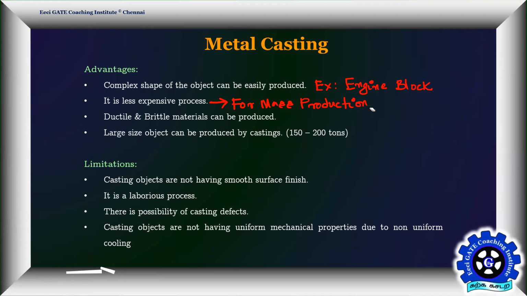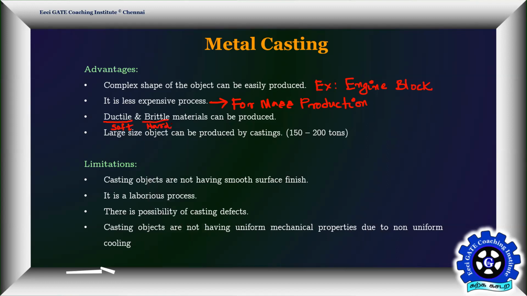Next, ductile and brittle materials can be produced. Can anyone say which is soft and which is hard? Is ductile soft or hard? Ductile and brittle depend on how much strain the material can withstand. Generally, ductile is soft and brittle is hard. Once broken, brittle materials can't be restored.